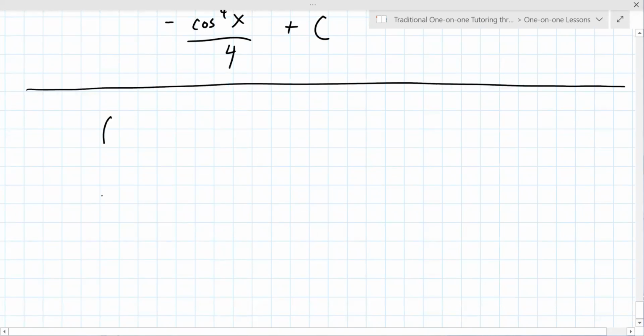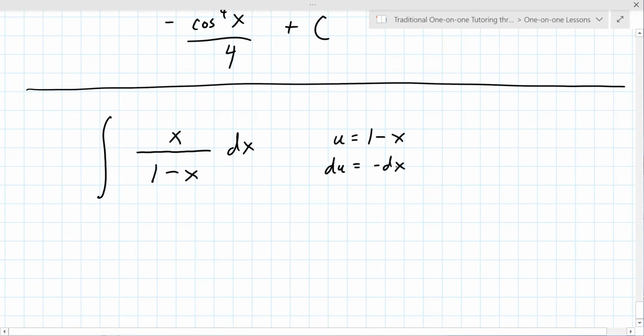Let me throw one at you here that hopefully is okay. Integral of x over 1 minus x dx. What do you think? u equals 1 minus x. Okay, so let's go through that. So then du is minus dx, because the derivative of x is just 1, and yeah, there's a negative in front.